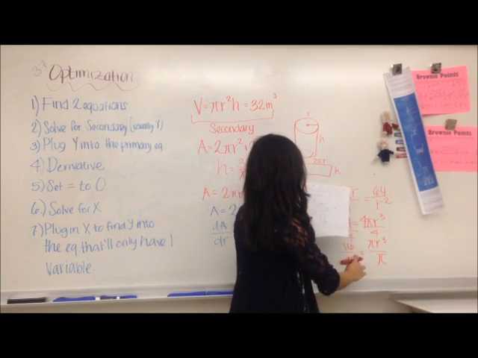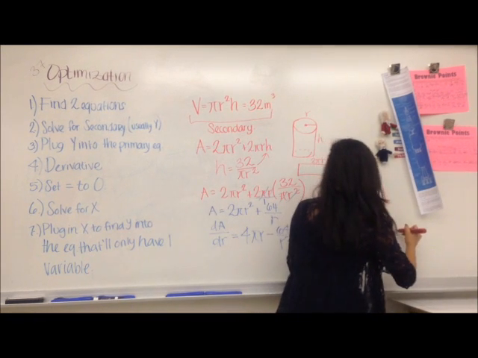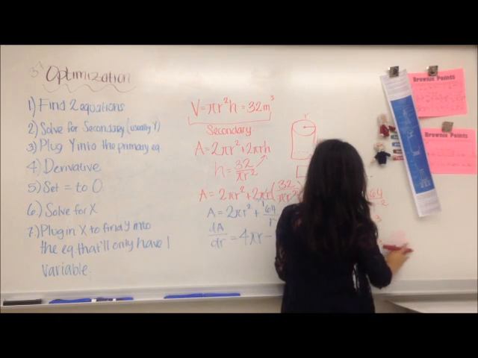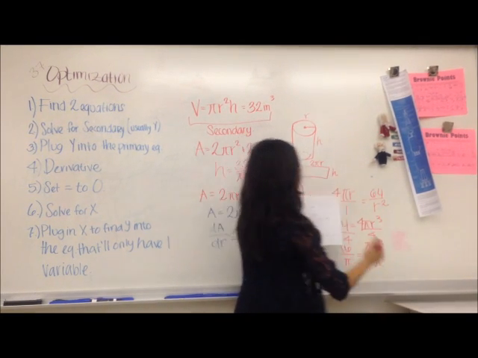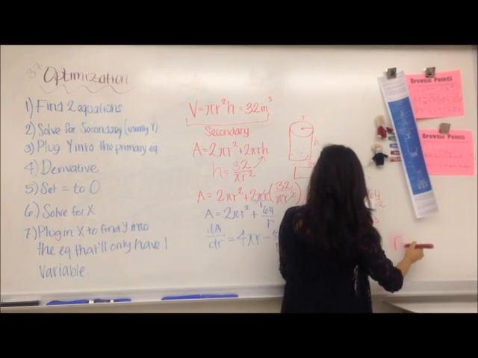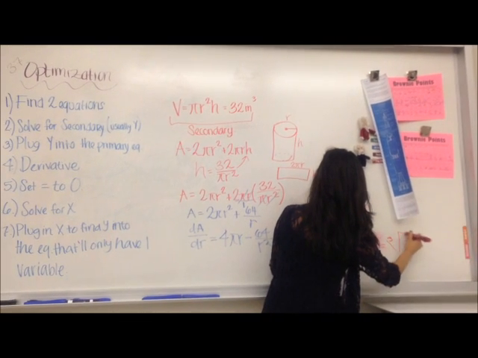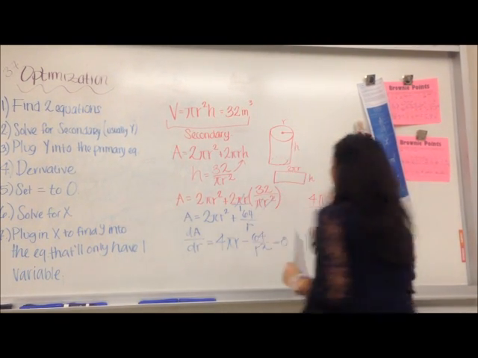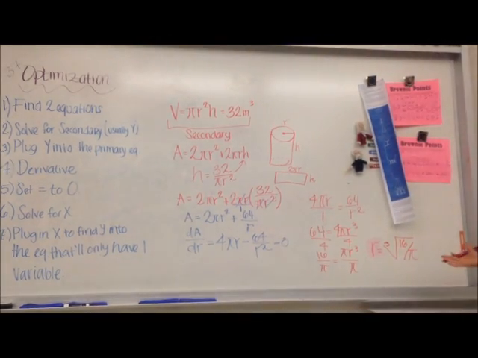And now you take the cube root of both sides, and your final answer is, oops, you probably want to keep it lowercase because that's the variable you've been using all along. So r equals the cube root of 16 over pi. And that is how you do optimization.